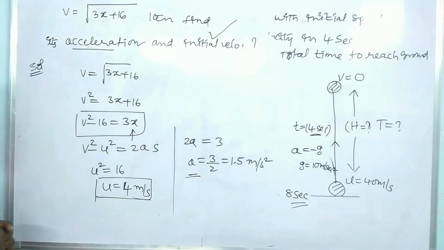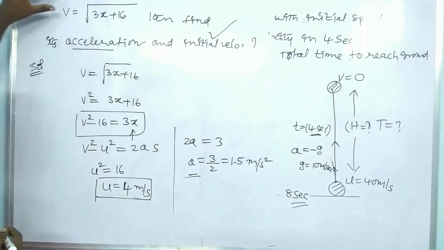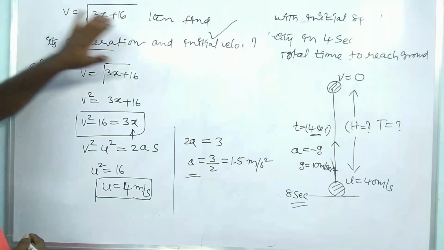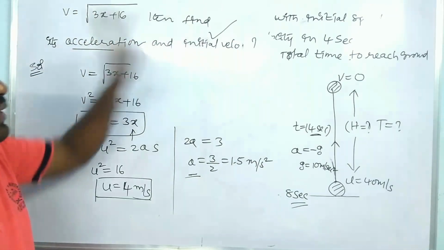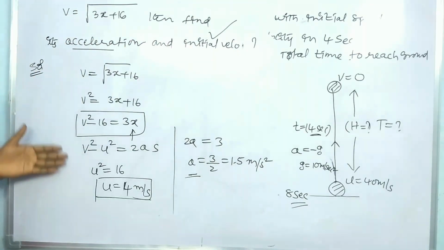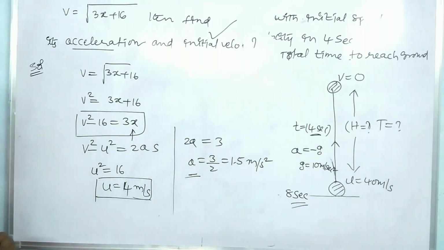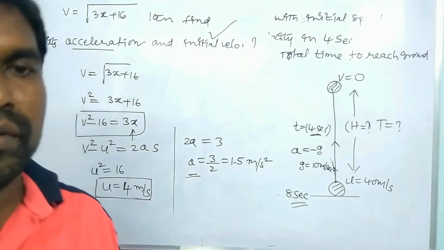So here the displacement x of a particle at any instant, the velocity v is equal to under root of 3x plus 16. Then find the acceleration and its initial velocity. So this is the process: you have to find the initial speed and the acceleration. Right, let us see one more.